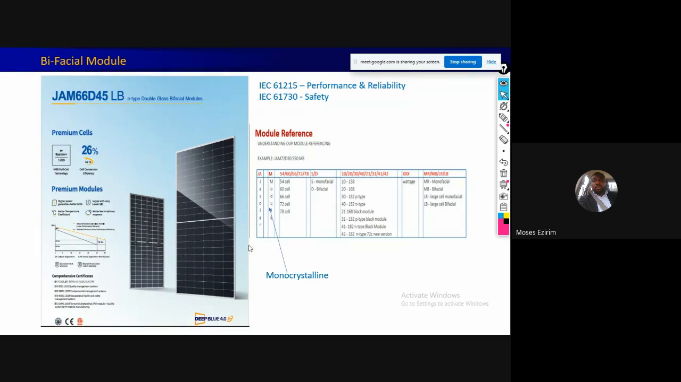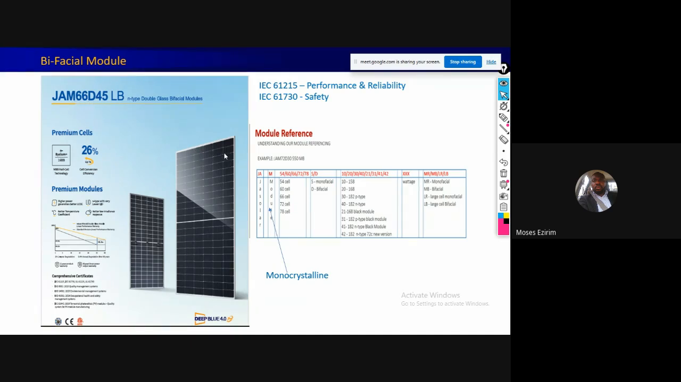All right, so now I'm sure most of you have been seeing JAM66D45. So this is just the interpretation of it. The JA stands for JA Solar. Now, the M there is not module, because most people might be thinking it's module. M there stands for monocrystalline, because we previously had what we call JAP, and that P there stands for polycrystalline. So just take note of that.